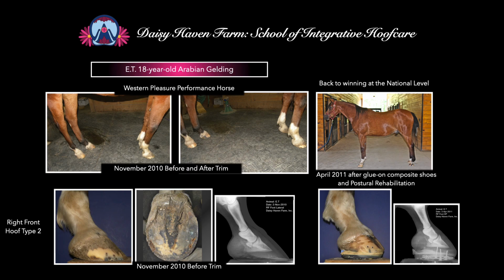So, this horse started as a type 2 foot, and with the trimming and the glue-on composite shoes, we were able to get him to a more ideal foot, and he became much more functional and went back to winning.